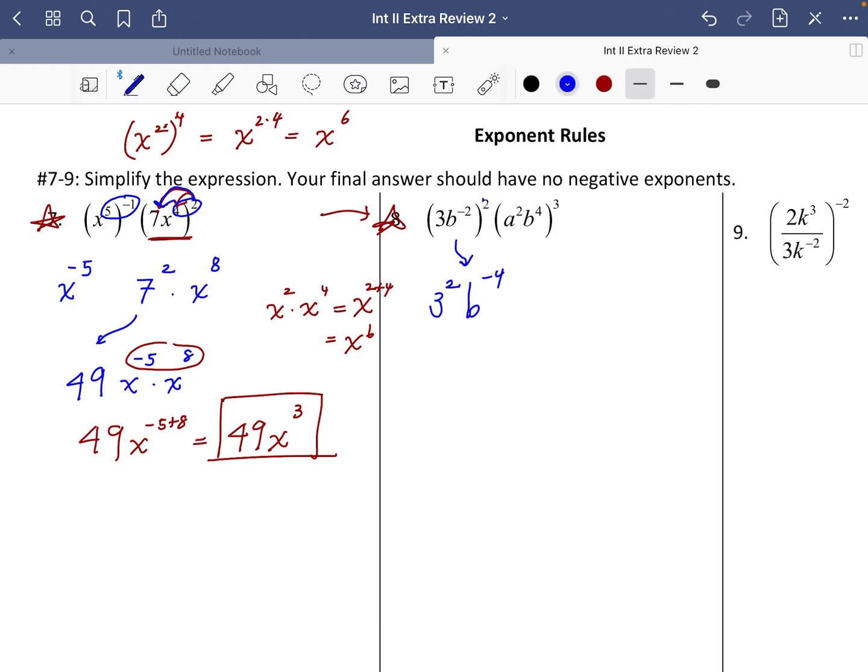Okay, so again, carry the 2 on top of 3, so 3 squared. But this 2 is now being multiplied to negative 2 for the b. So then the second part. Now you don't have any number, you're just going to multiply all the exponents together. So I have a to the power of 6, b to the power of 12.